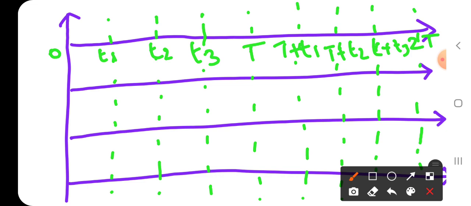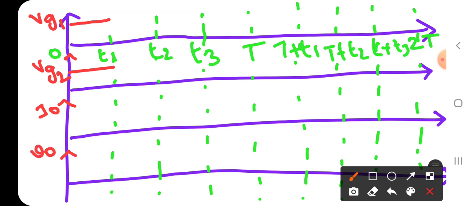0 to T1, chopper 1 is on, chopper 2 is also on, so therefore it is VG1, this is VG2, VG1, VG2. Okay, next what about I naught, and this is V naught. I naught increases like this, and V naught remains Vs. V naught is equal to Vs.